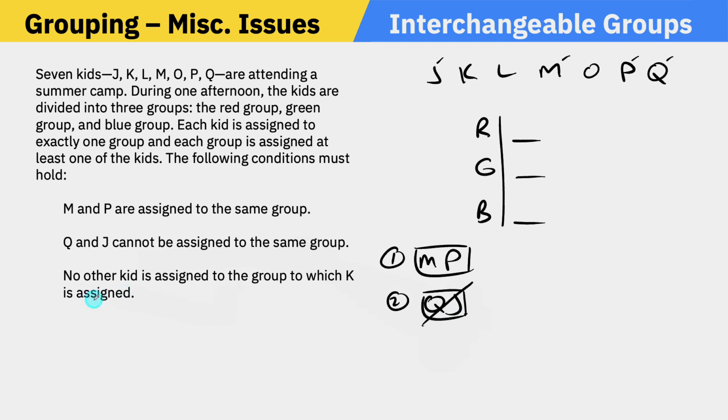And then the final rule is no other kid is assigned to the group to which K is assigned. So in other words, wherever K goes, K has to be alone. And let's make sure to note that L and O are free agents. There's no rules about them.